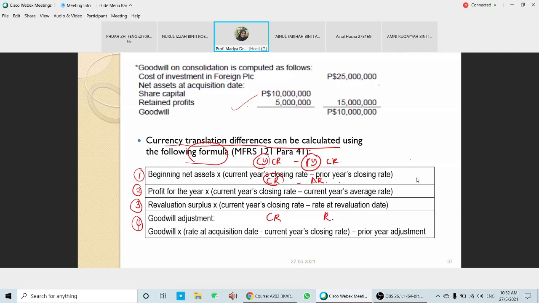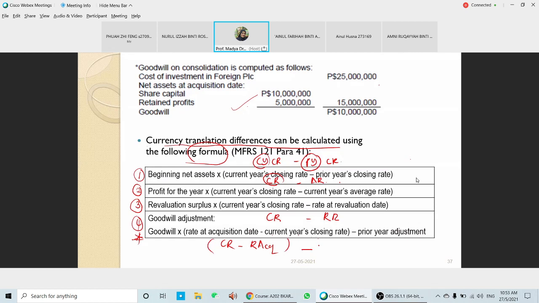Okay, for goodwill here, you have to be careful. For the goodwill here, start with the rate at the acquisition minus the current year closing rate. So the difference between the closing rate and the rate at the acquisition. And then minus the prior year adjustment.